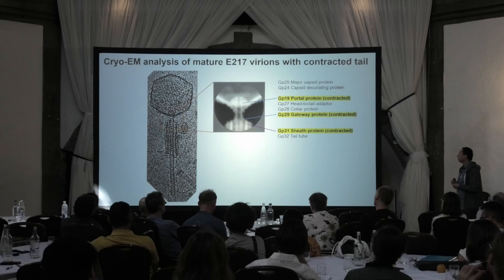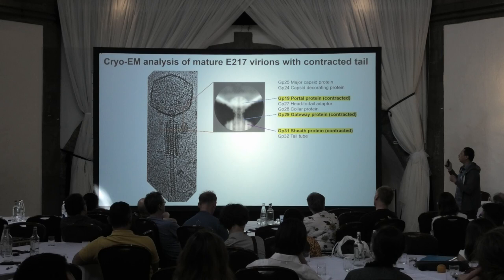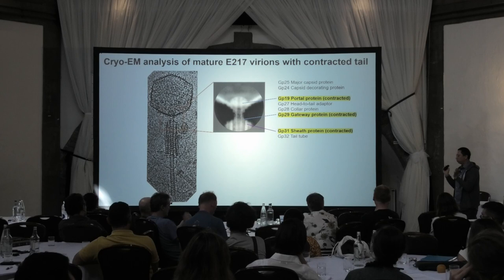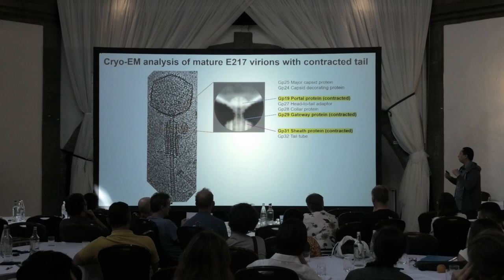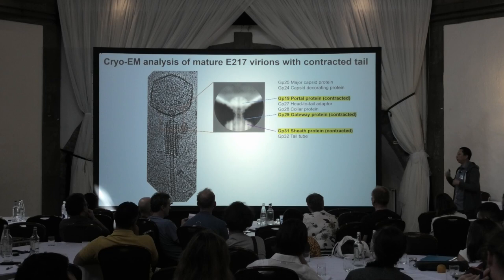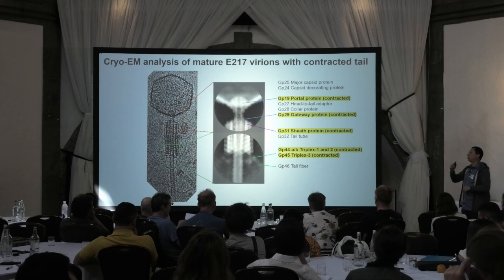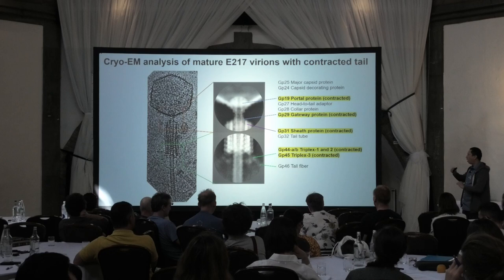The protein that has a dramatic change is the portal protein. The barrel is disordered, maybe like a flower opening up. And for the gateway protein, the orientation is different. The loop is contracted with the stick protein, we'll talk about this later. And also, the base plate is separated into two parts. The cap is still at the tip of the tube, and the tip plate moves up together with the tube.